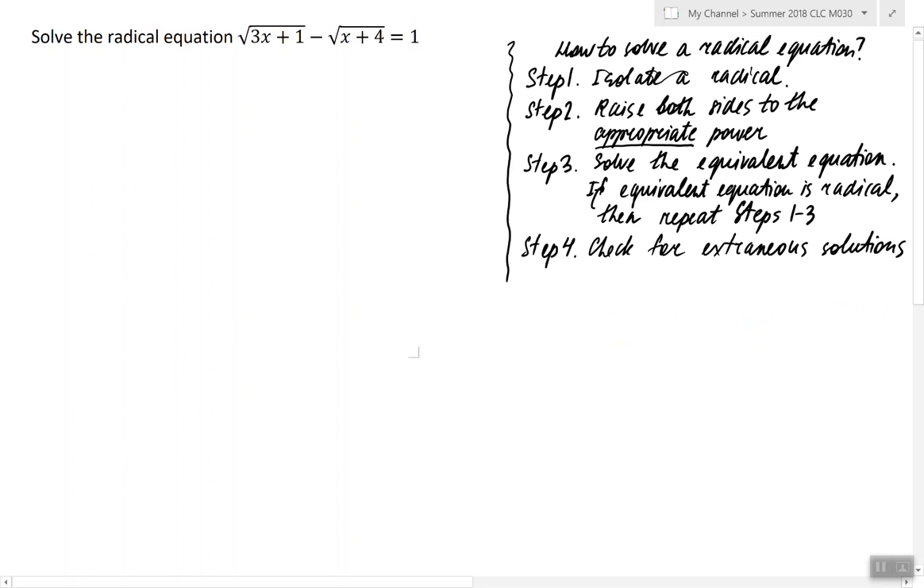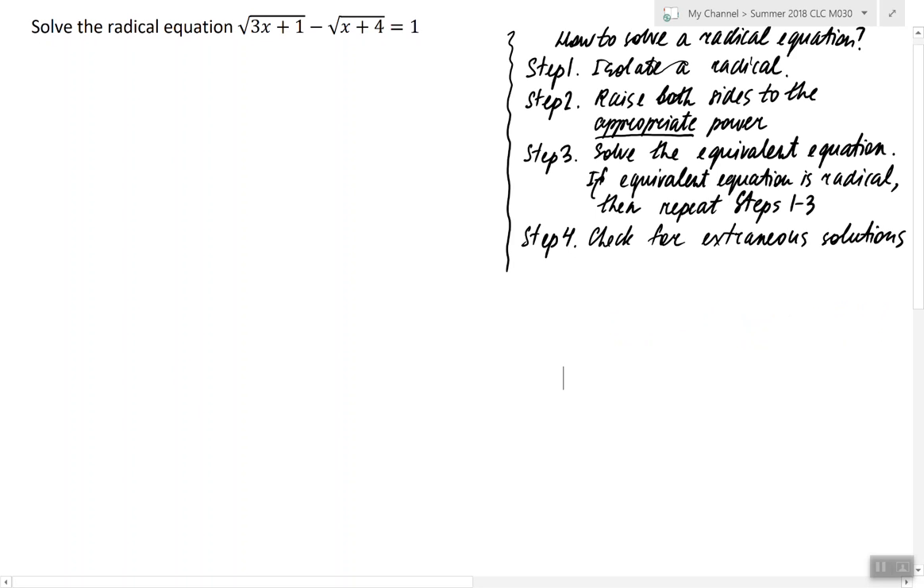So in our example, we have 2 radicals in the equation, so just pick one and isolate it. So I'm going to pick the one on the left and just add square root of x plus 4 to both sides to obtain this. So that's step 1. Step 2 will be raise both sides to the appropriate power. Since the right hand side is not a negative number, then we just raise both sides to, in this case, appropriate power is 2. So square both sides.